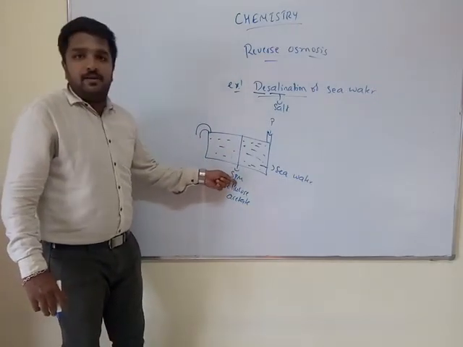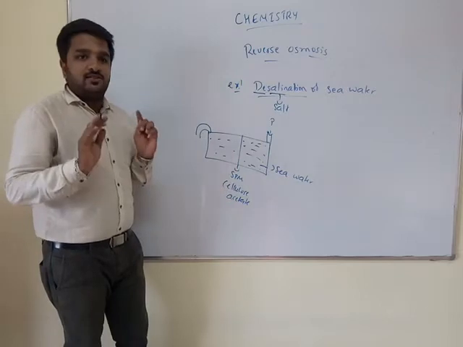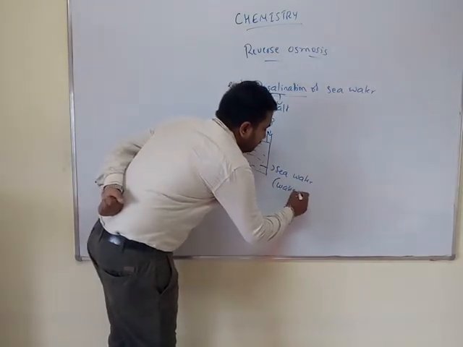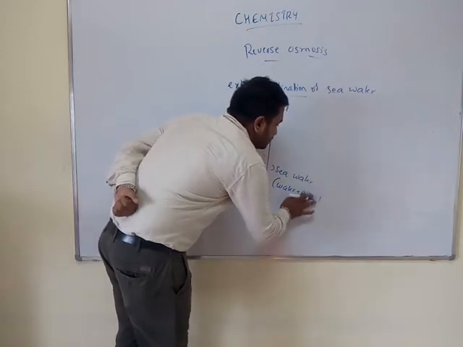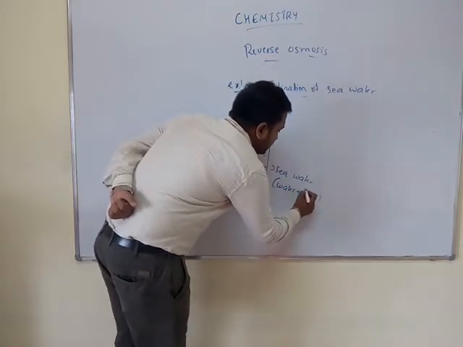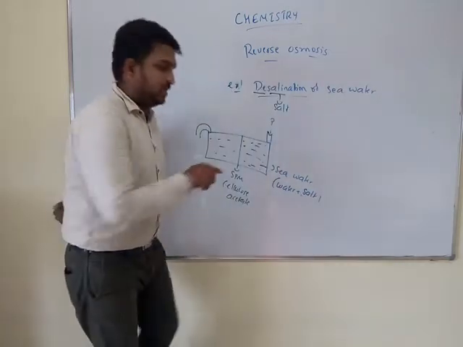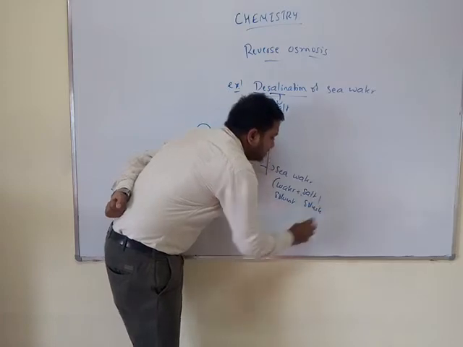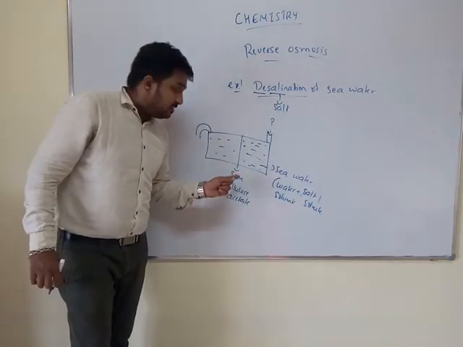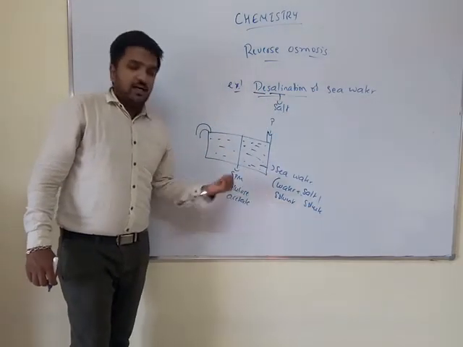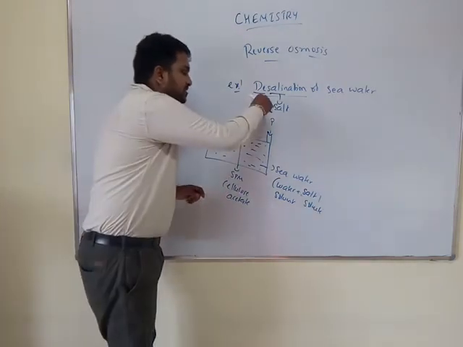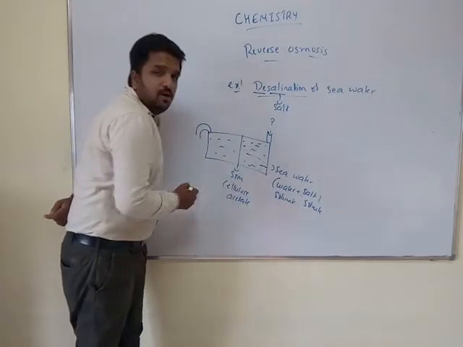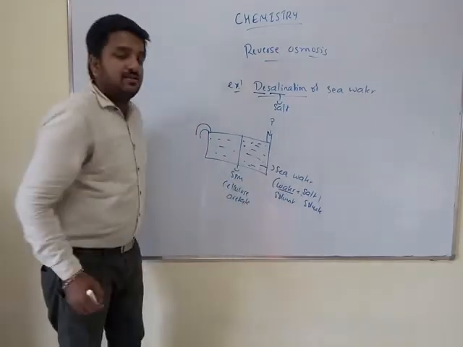A semi-permeable membrane is a membrane which allows only the solvent particles. Seawater means it consists of water plus added salt. Added salt, dissolved salt. So water is the solvent here, and salt is the solute here. A semi-permeable membrane allows only the solvent particles to pass over. So if you apply the pressure here, in this seawater we have the water as a solvent.